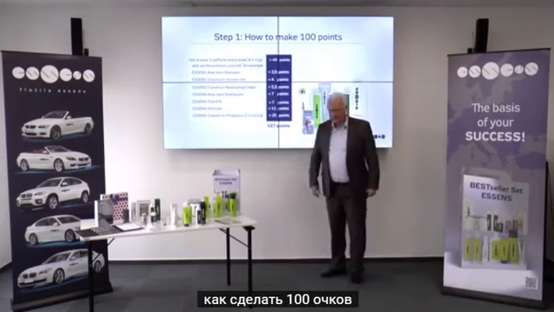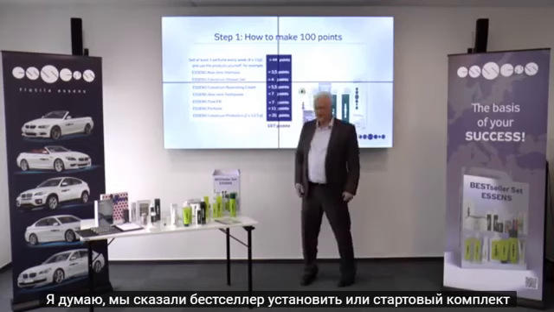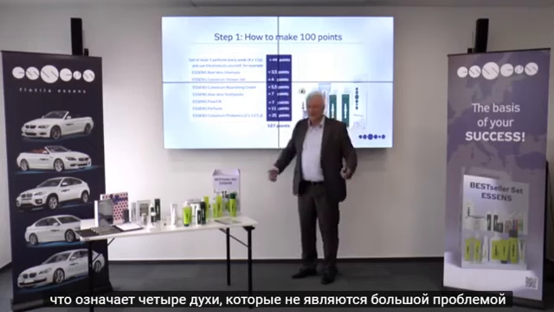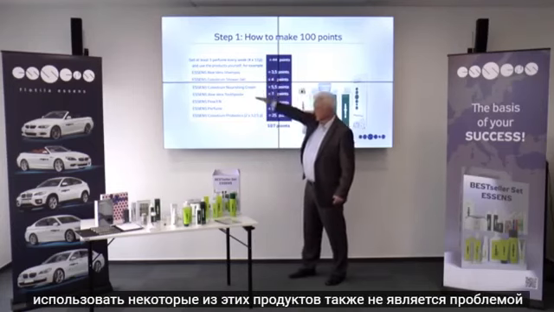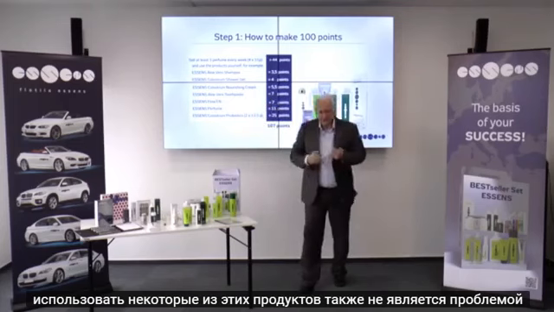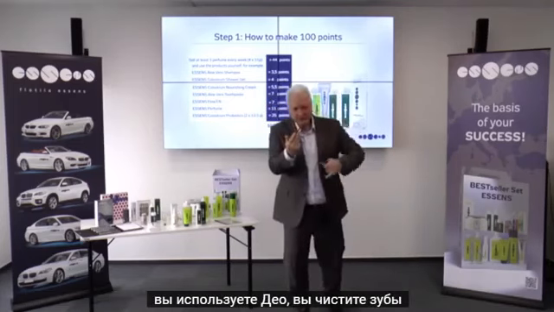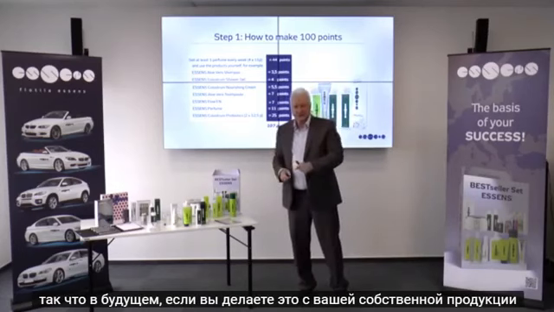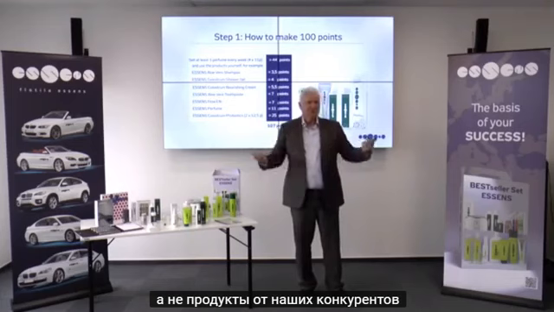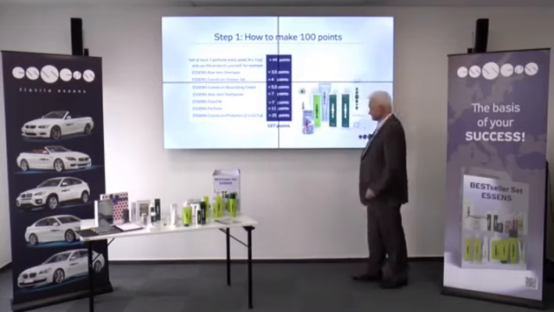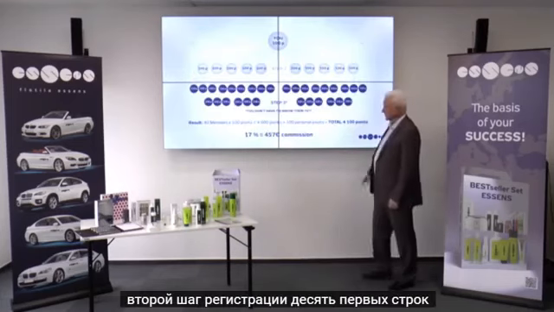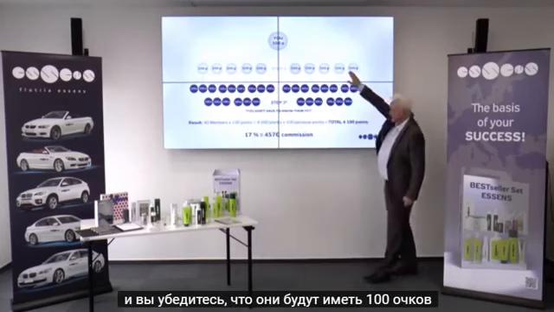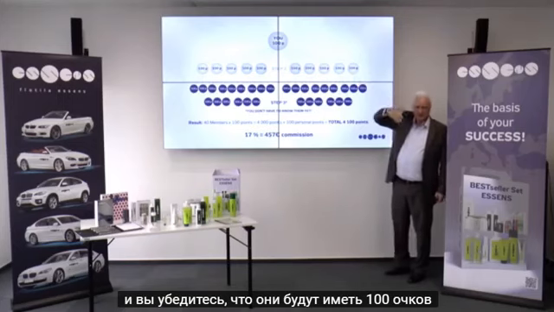How to make 100 points. I guess with a bestseller set or with a starter kit, making 4 sales in a month, that means 4 perfumes, is not a big problem. Using some of these products can't be a problem either, because you take a shower, you wash your hair, you're using deo, you're brushing your teeth. So if you do it in the future with your own products and not with products from our competitors, 100 points, no problem. The second step is you register 10 first lines and you make sure that they will have 100 points.